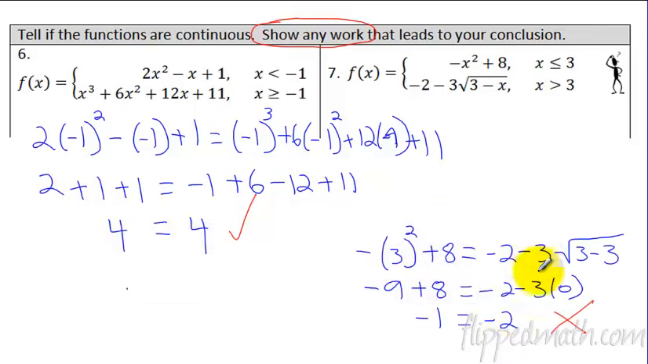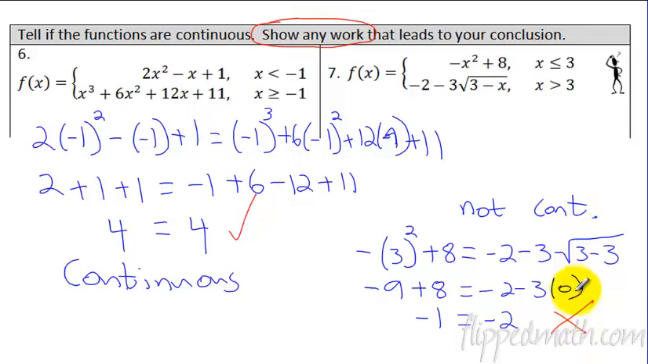All right, you can see from my work what I came up with was that these are not continuous. So, I forgot to say that. This one, yes, it is continuous. And then this one, the 7th problem here, is not continuous. So just to make sure we've answered our question. That's answering it. That's showing the work. Okay, we are done.